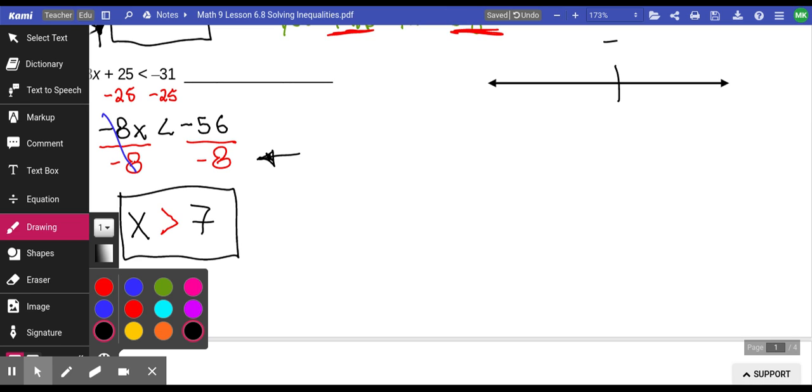Over here, if I wanted to graph it, that's 7. I want to be greater than 7. So I do an open circle because I can't equal 7. And I go to the right because I'm greater than 7.